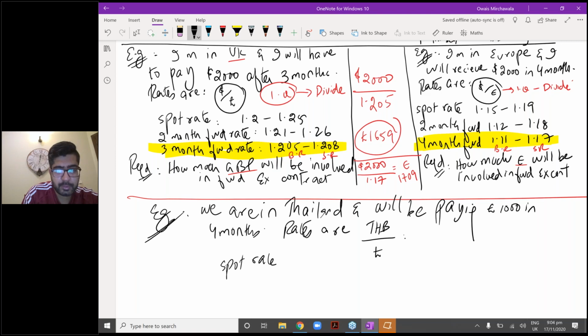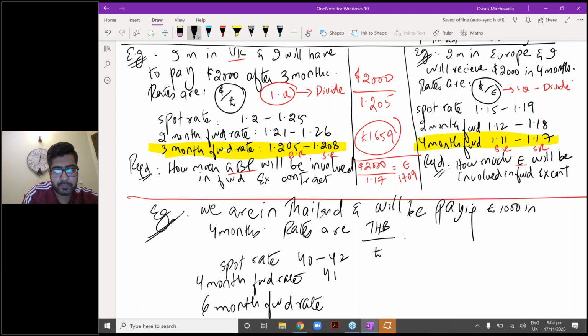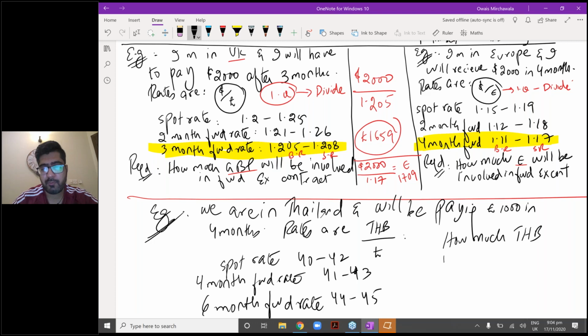Spot rate 40-42. 4-month forward rate, 6-month forward rate: 41, 43, 44, 45. How much Thai baht will be involved in the forward exchange contract?